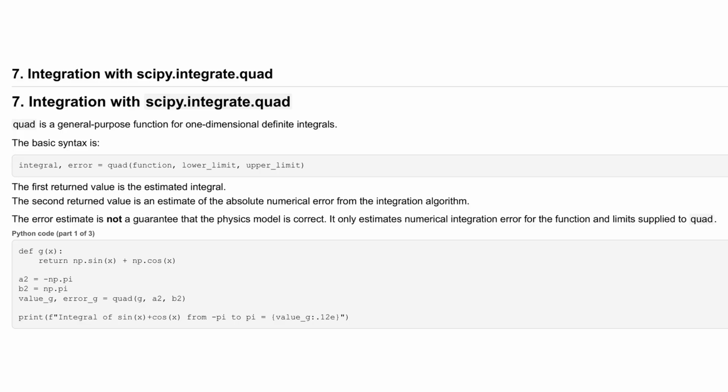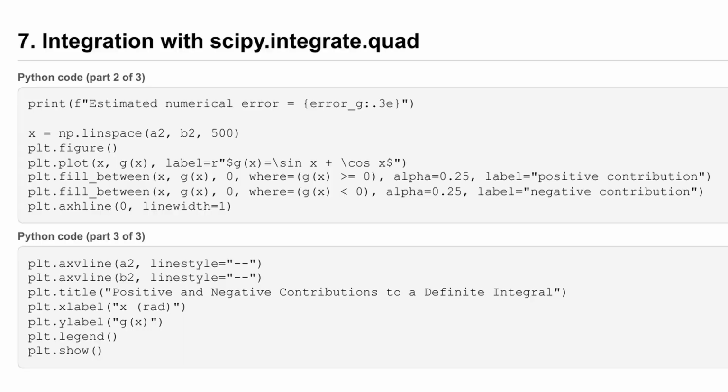Now that we understand the basics, we can look closer at SciPy's quad function, which uses advanced, adaptive techniques. We will integrate a new function, sine of x plus cosine of x, evaluated from minus pi to pi. We pass our new function and limits to the quad solver, extract the estimated value and error, and then set up a plot to explicitly shade the positive and negative contributions over this interval.